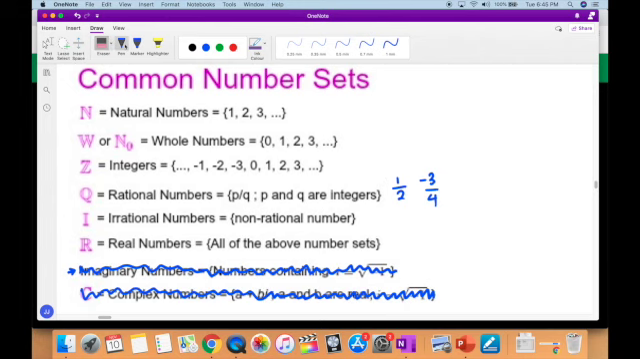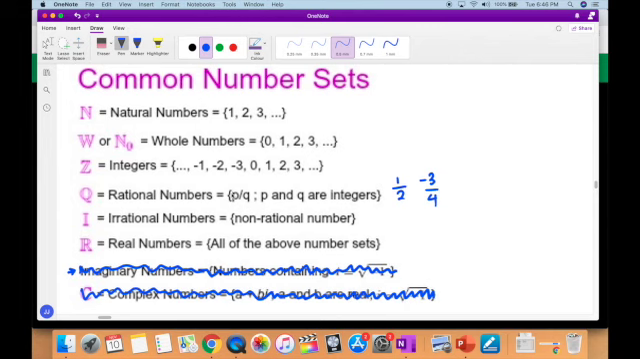So would you say that integers are a subset of rational numbers? Shizzy? No. Okay, I have a no from Shizzy. Anybody else?